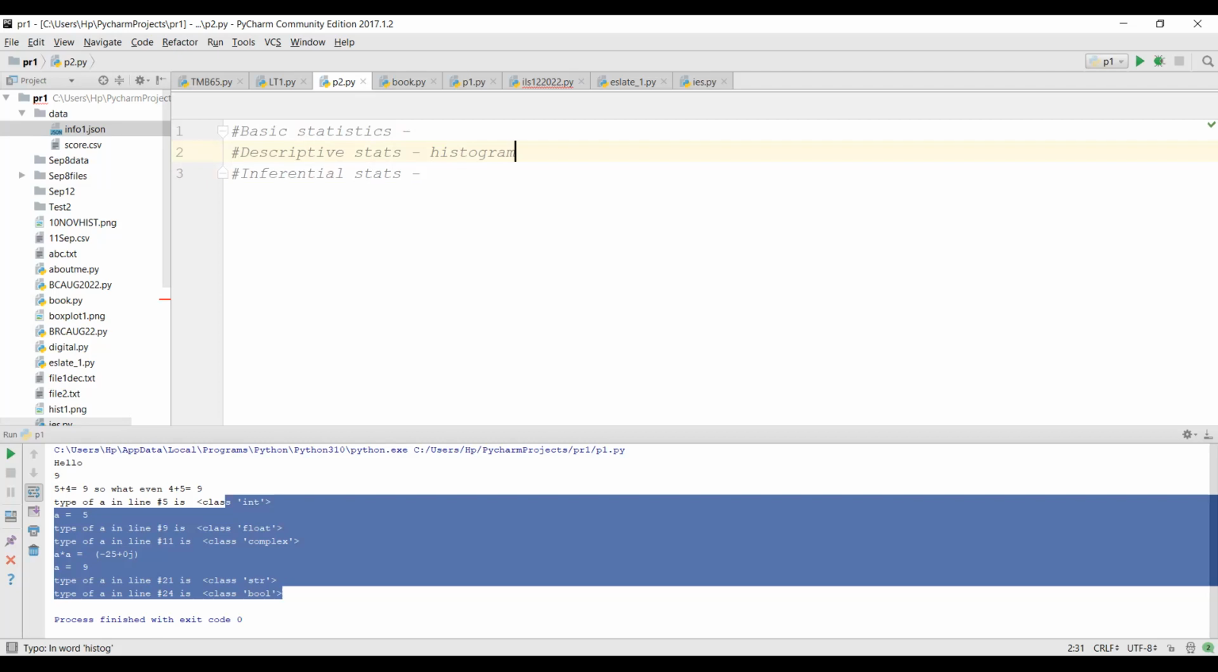The second type of statistics is called inferential statistics. With inferential statistics, you do not have access to all the data. You have access to only some data, and based on that data, you are making your inferences and your analysis.